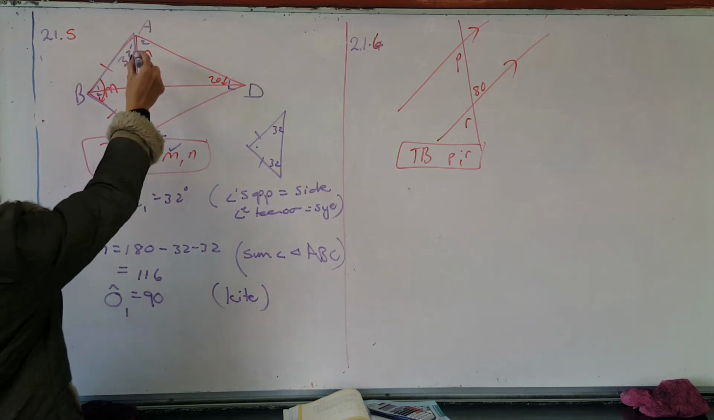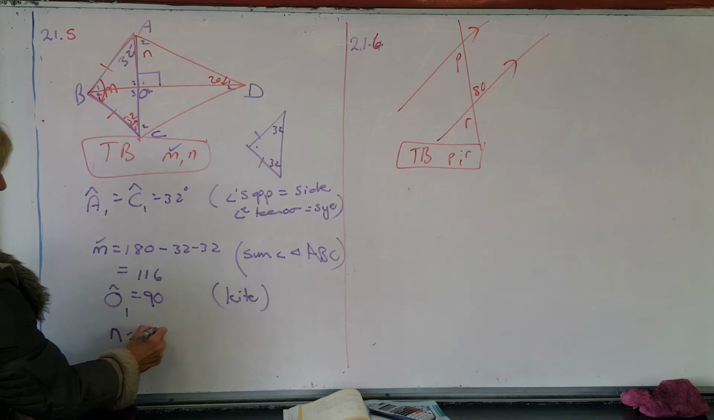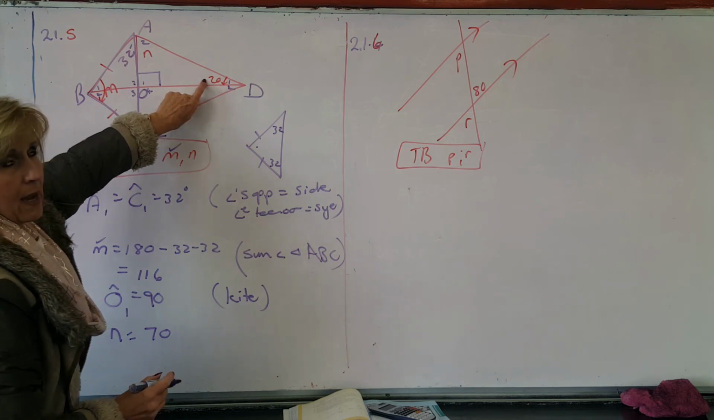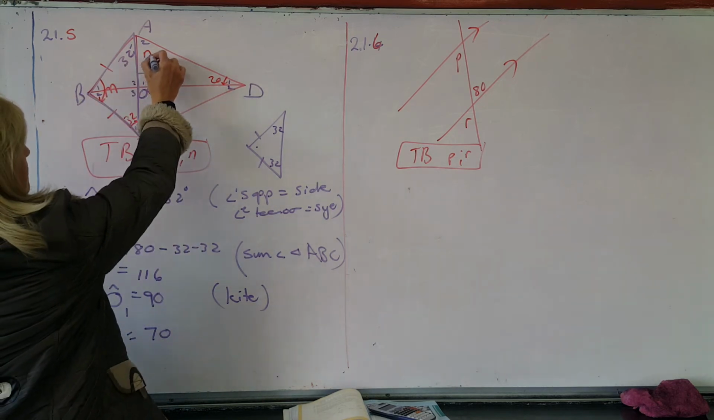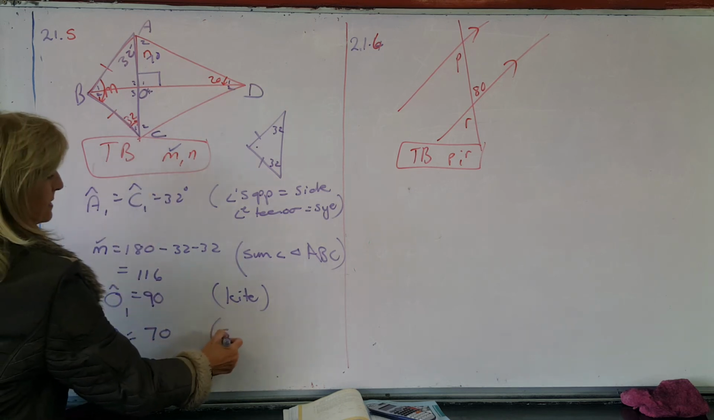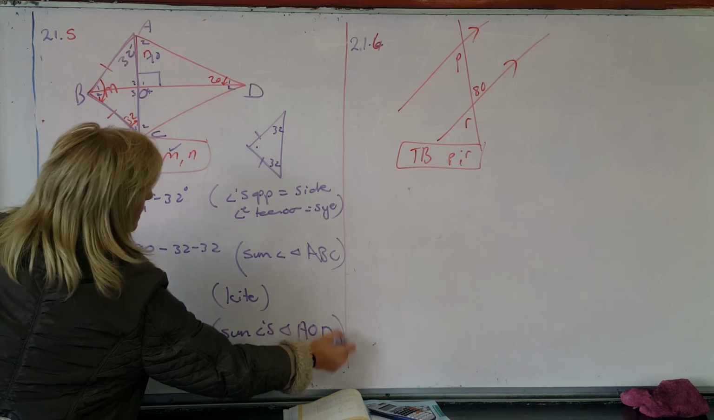En dit wil sê ek gaan net weer binnehoeke van 'n driehoekie gebruik. So N se antwoord gaan 70 wees. Because it's 90 and 20 gives me 110, so I'm short 70 for the sum of the angles of that triangle. So if I say sum of the angles of triangle AOD is 180.